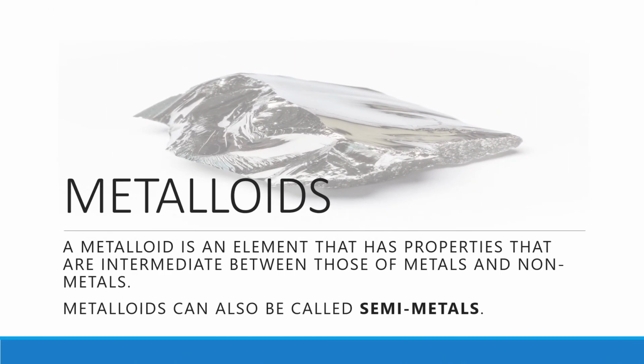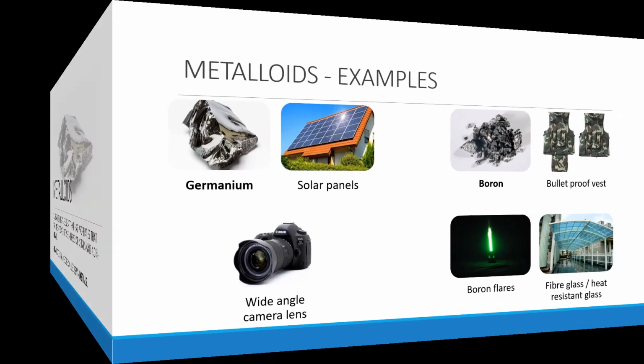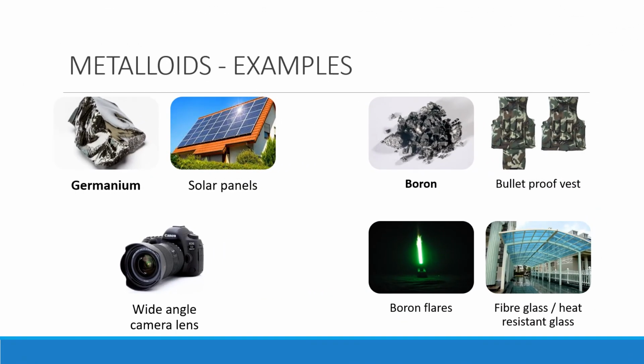Let's learn about metalloids. A metalloid is an element that has properties that are intermediate between those of metals and nonmetals. Metalloids can also be called semi-metals. Let's learn some examples for metalloids. Germanium is a metalloid used in solar panels to increase their efficiency, and also it's used in wide-angle camera lenses. Boron is another metalloid used in making bulletproof vests, boron flares, and in the manufacture of fiberglass and heat-resistant glass.